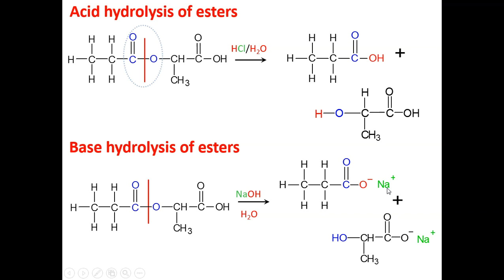If you don't know the cation, if you're not given the cation, you just are told it's base, then you just leave out the Na+ and you just leave it as COO-, and that would be fine. Again, the alcohol is neutral and so won't react with a base, so that remains unchanged.